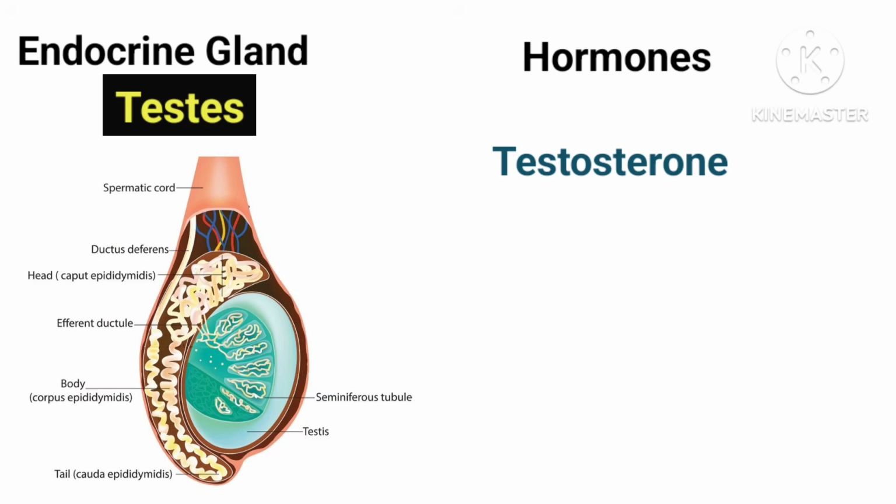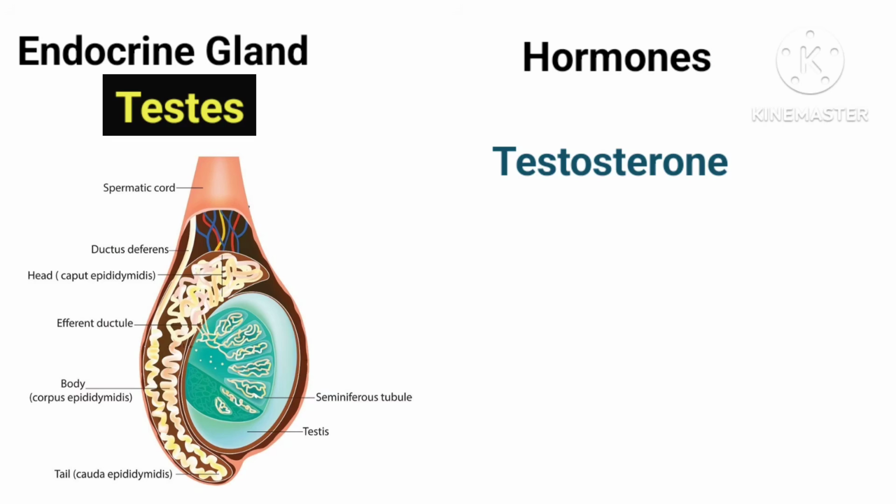Testosterone, the main male sex hormone, is responsible for male reproductive tissue development, secondary sexual characteristics like a deeper voice and body hair, muscle and bone mass, and sperm production. And inhibin B, a protein hormone that helps regulate sperm production.